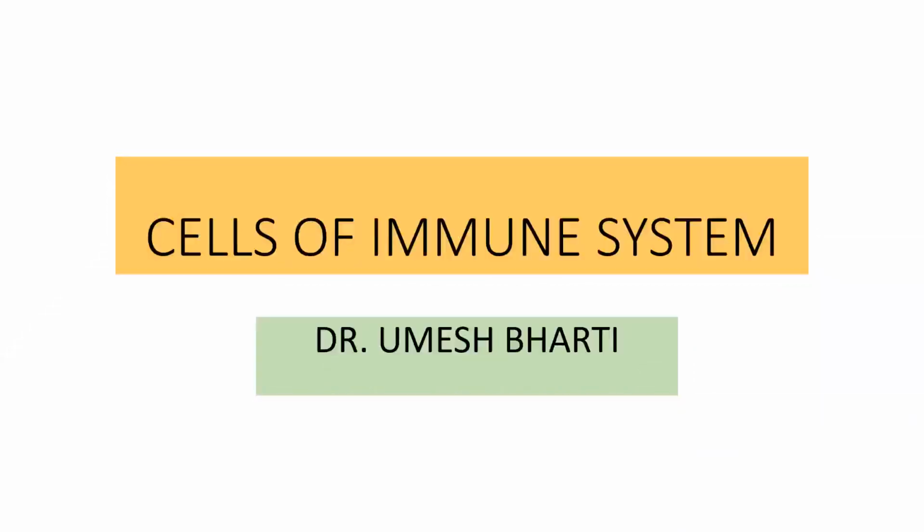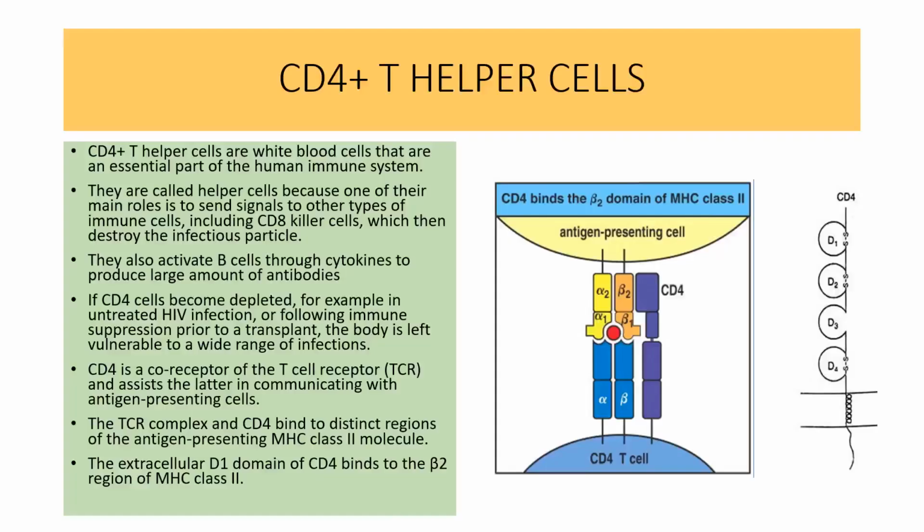As you know, the immune system helps us to protect our body from various infections. Various different cells are involved in these reactions. The first cell is the T lymphocyte. T lymphocytes are of two types, T helper cells and T killer cells. First of all, we'll take up T helper cells. T helper cells are also known as CD4 cells.